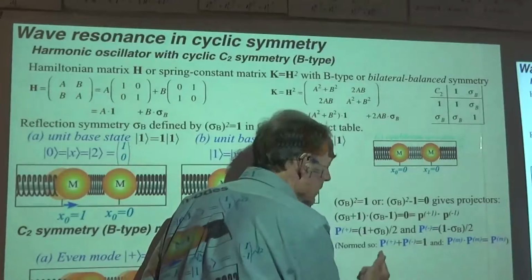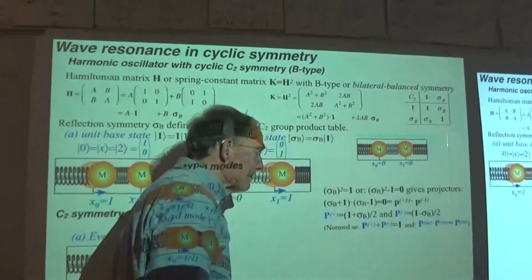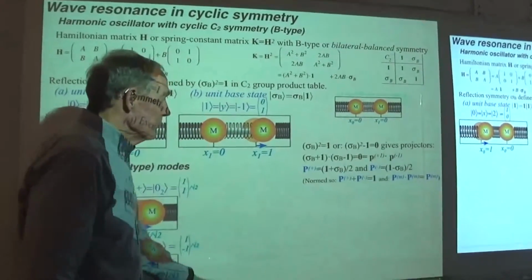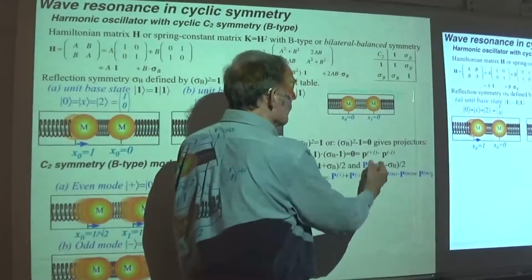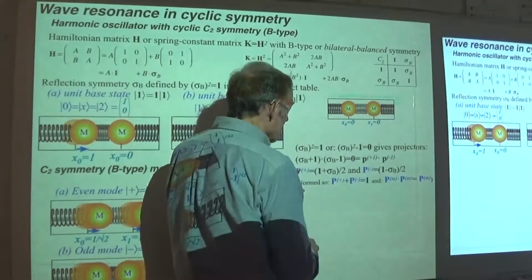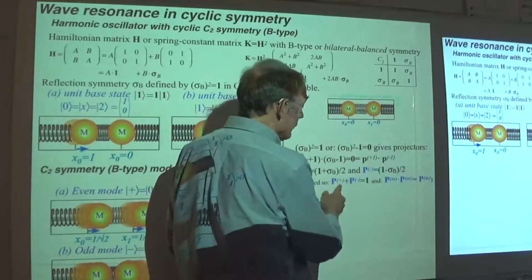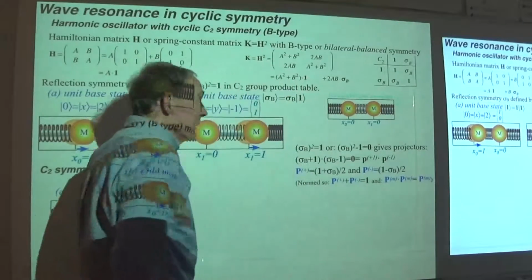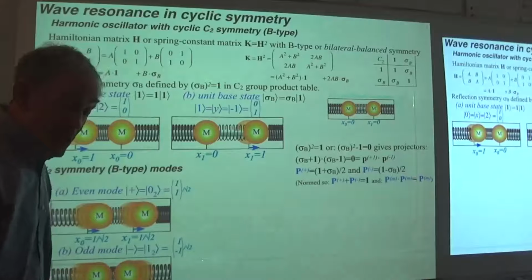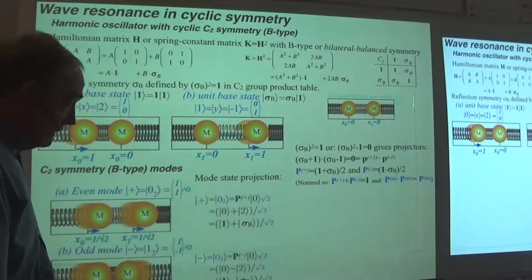The projector has to be complete, as well as orthonormal. Okay? So the product of these two with each other is 0. The product of this with itself is itself. And the sum of the two is 1. And that's the sort of thing that all of the symmetry groups that we'll look at today have.